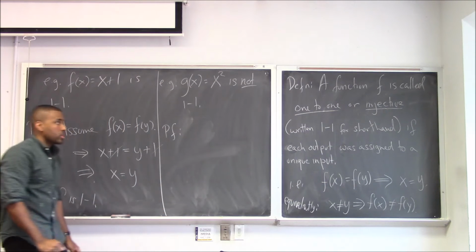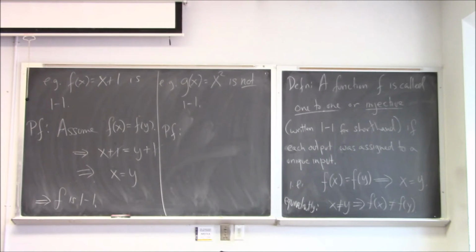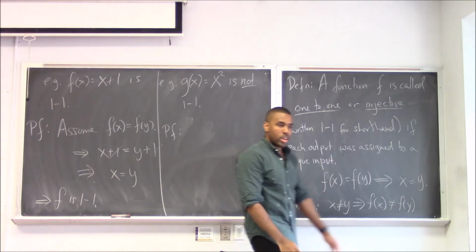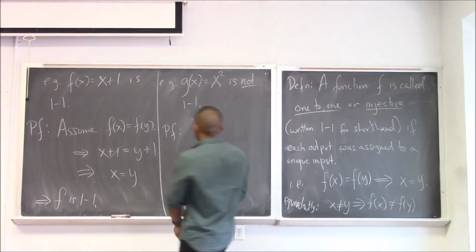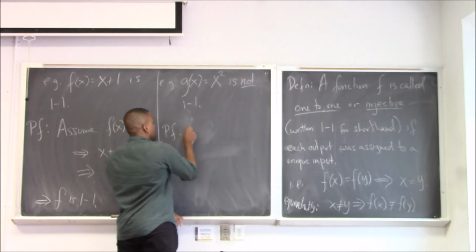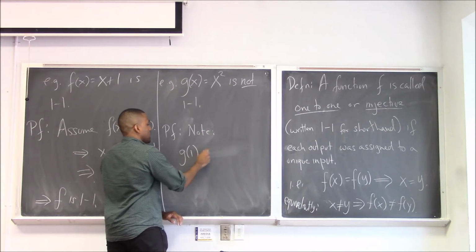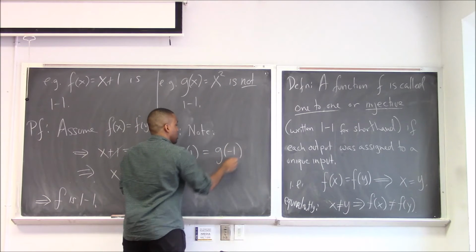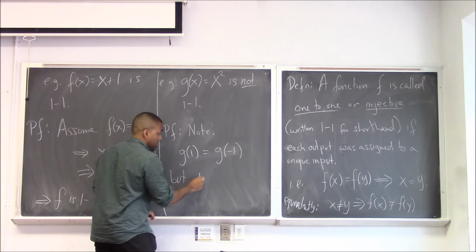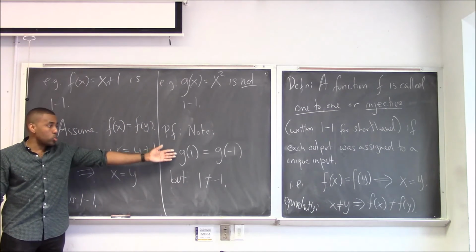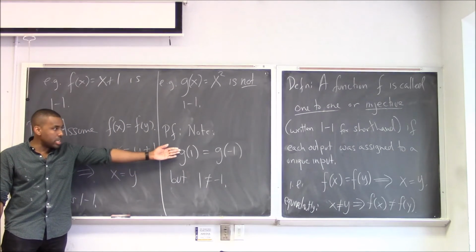Proof. How do you show that something is not one-to-one? Counterexample. You can just tell me an example where it doesn't work. Note, g of 1 is the same as g of minus 1, but obviously 1 is not the same as minus 1. So it turns out that the first statement is true, but the inputs are different, and I have the same output.